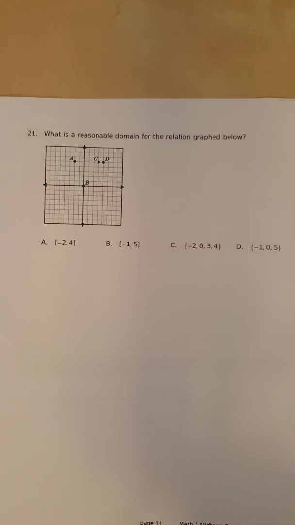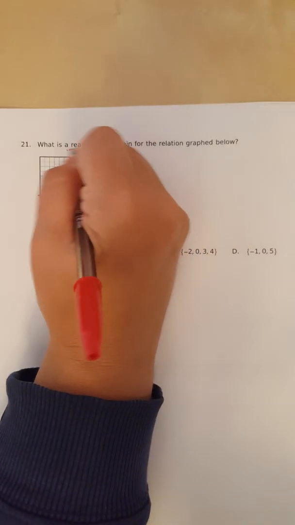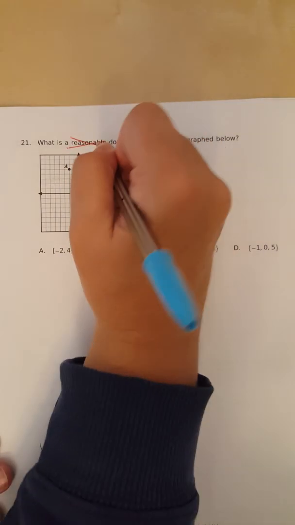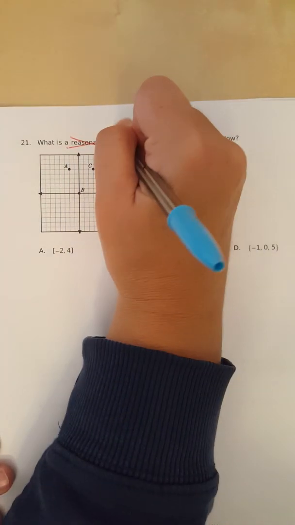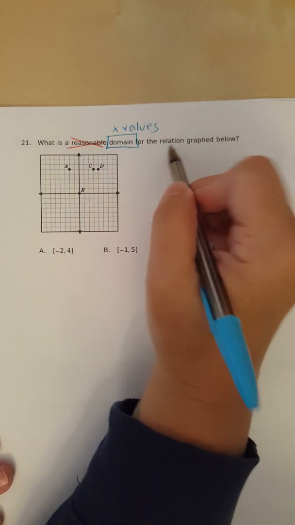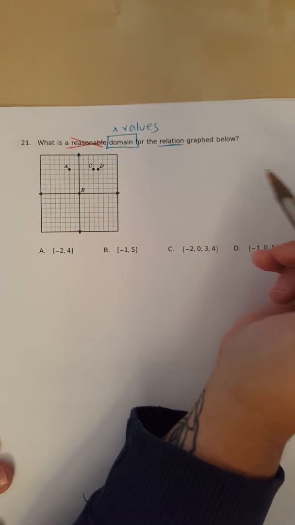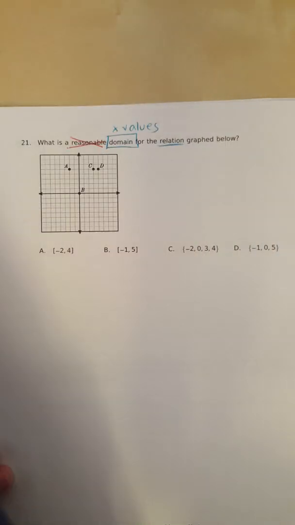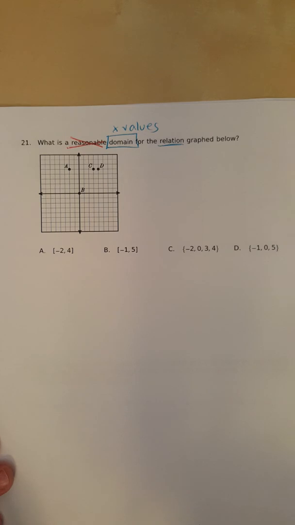So question 21 is asking us, what is a reasonable domain? We don't actually need to worry about that word reasonable here. Usually that will deal with real world situations. But we do need to worry about domain. Domain, again, those are your x values. So we're asking for x values, and remember, a relation is just a group of ordered pairs. So let's look at what these ordered pairs are in order to figure out the domain.